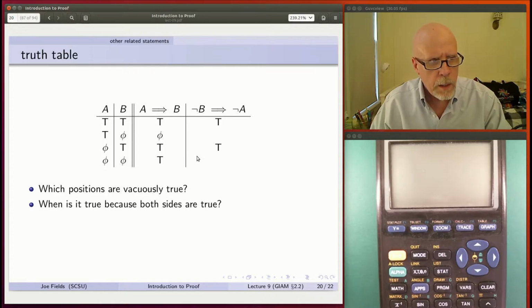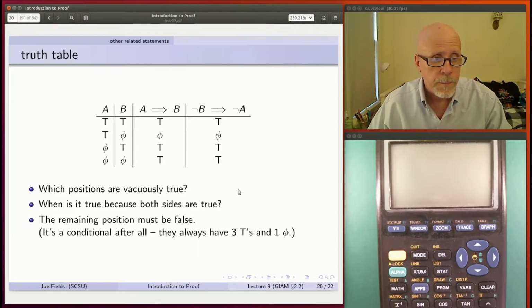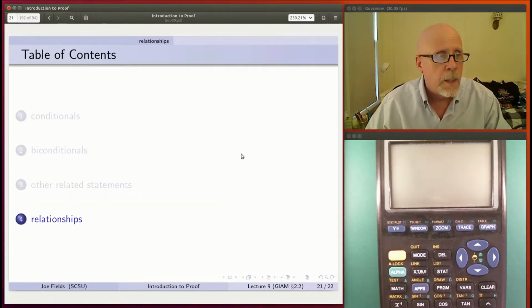And then when is it true? Because the things on both sides of it are true. That's true down here in the bottom row, because when A and B are both false, then not B and not A are both true. So bottom row is that. And then it's easy to fill in the last position, isn't it? It's a conditional, so you're going to get an F there. They always have 3 T's and 1 F. Depending on where you've put the negation symbols, you may see them in different orders, but it'll always be 3 T's and 1 F.